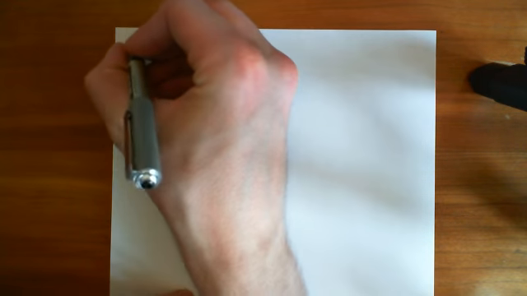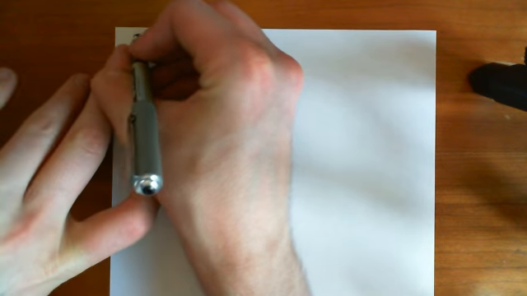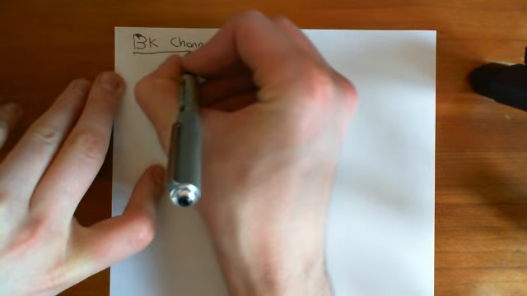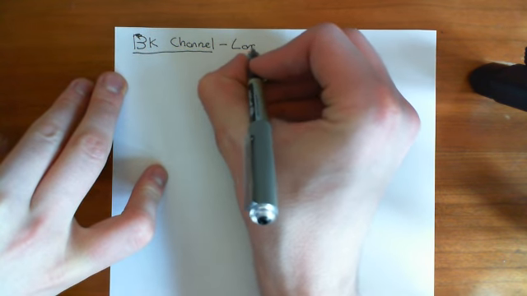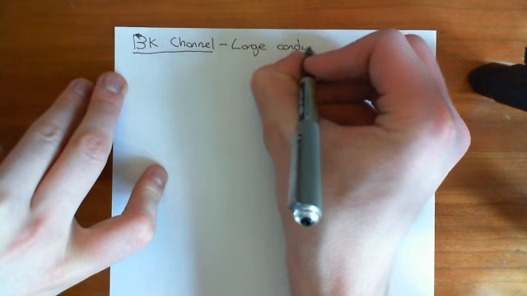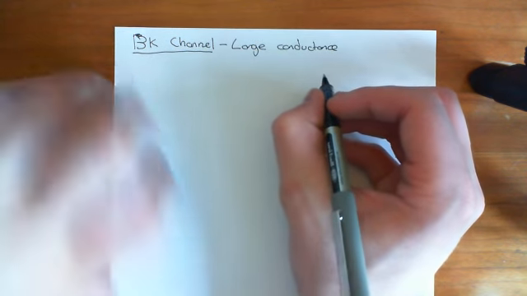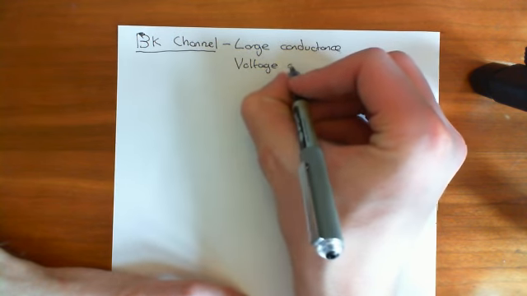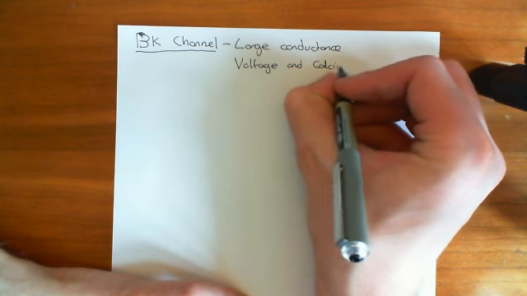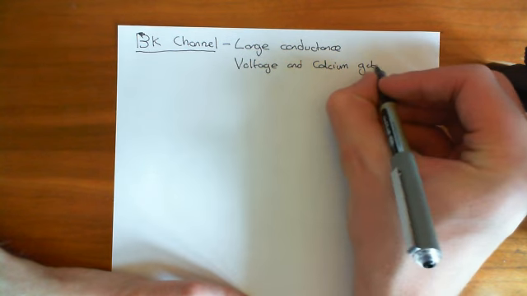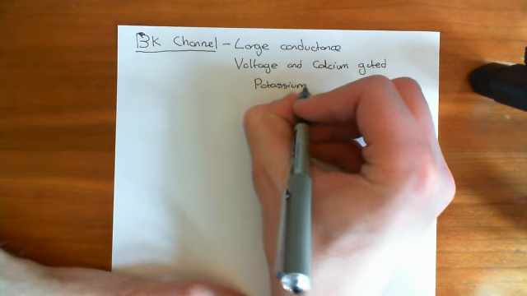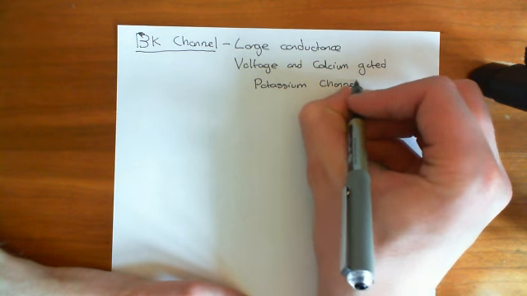Okay, so what we're going to discuss in this video is the BK channel, so I'll put that as the title. It's basically a large conductance, which is its full name, large conductance, which is what the B is for, big conductance if you like, and it's voltage and calcium gated, but calcium is the important one here, voltage and calcium gated potassium channel. It's got a very similar structure to the voltage-gated potassium channels that we have considered.